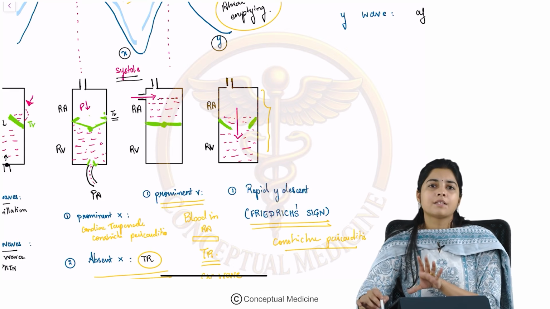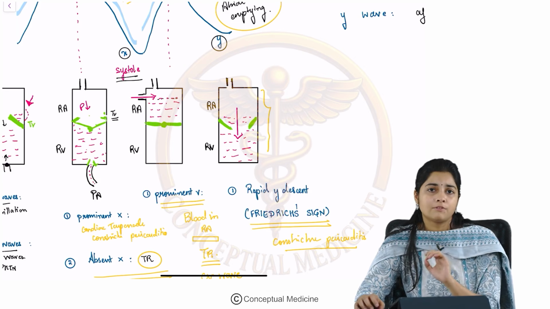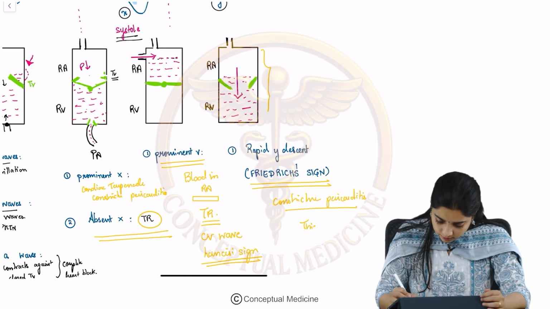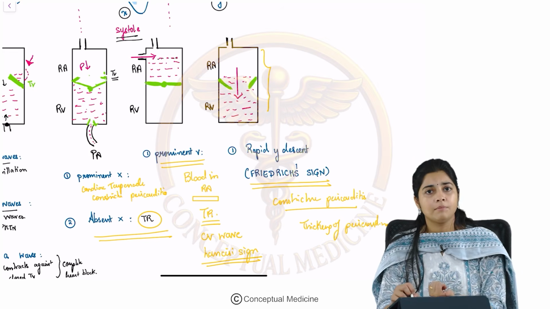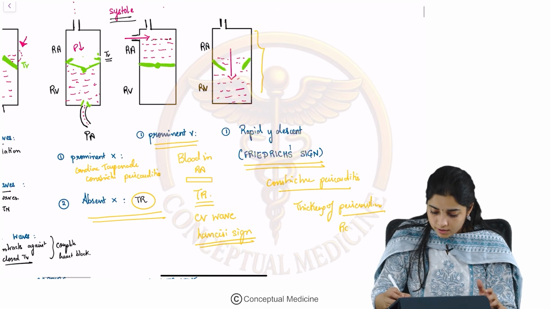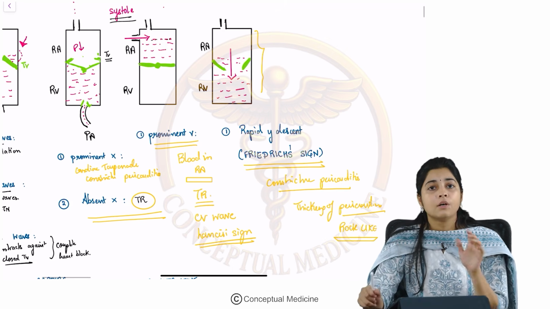So what is this constrictive pericarditis? It's a condition where there is thickening of the pericardium. So there is thickening of the pericardium. Because of what? Because of malignancies which infiltrate the pericardium. It can be because of tuberculosis. So the pericardium becomes rock-like. Okay, the pericardium becomes rock-like.